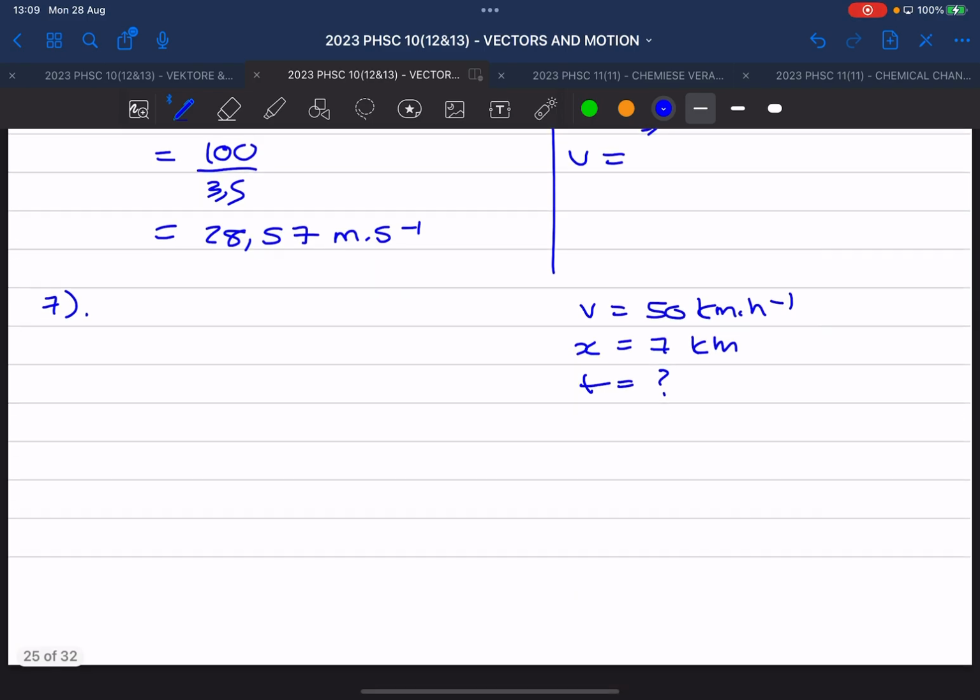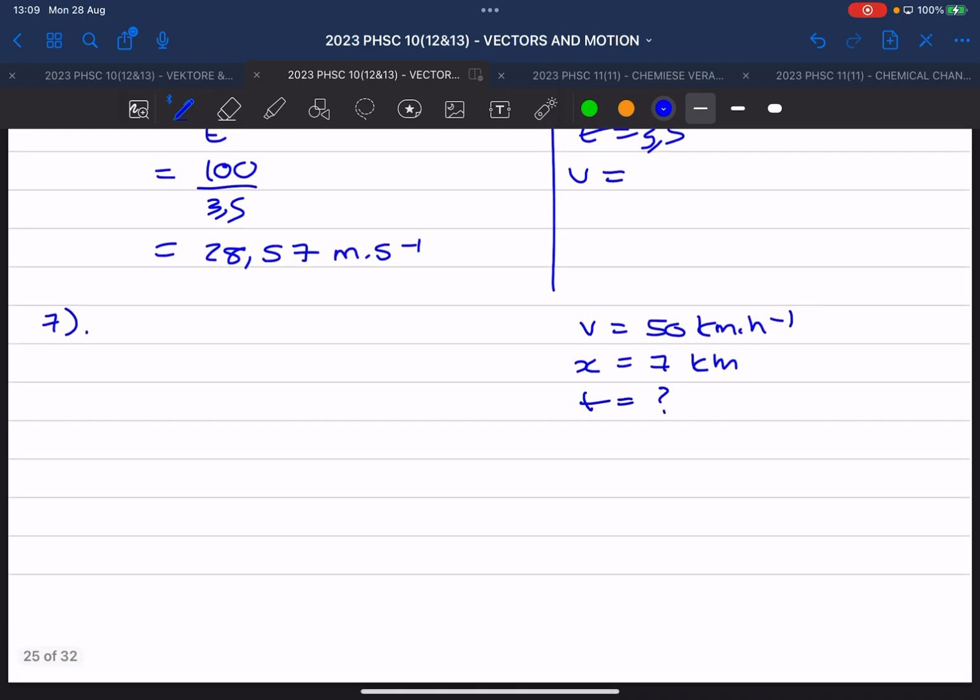Okay, so they say an ambulance can drive an average of 50 kilometers per hour in traffic. The accident is 7 kilometers away. How long does it take him to reach the accident? Courtney, what did you do?